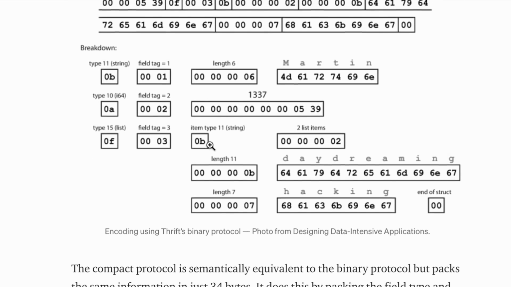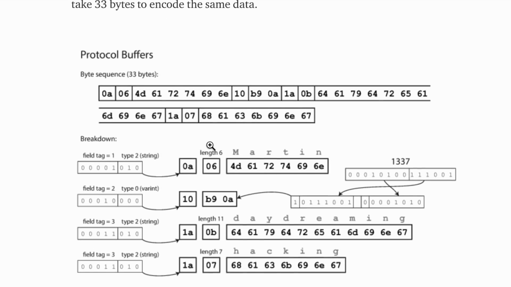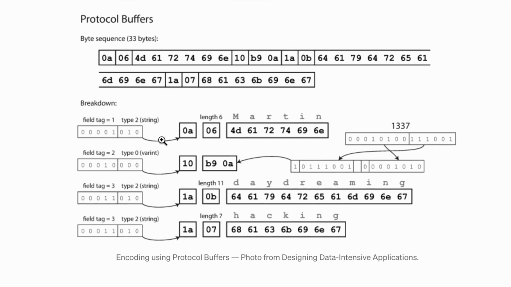So let's see the encoded data for Google Protocol Buffers. It looks like this. You can see that field tag 1, which was the username Martin, is now stored like this. Now you can see that 1 byte is being used to know what the field tag is and what its type is. So 0A basically tells us the field tag is 1. The first 5 bits are used to understand the field tag and the last 3 bits to understand the type. So type 2 is basically string, and that's why this is 0A.